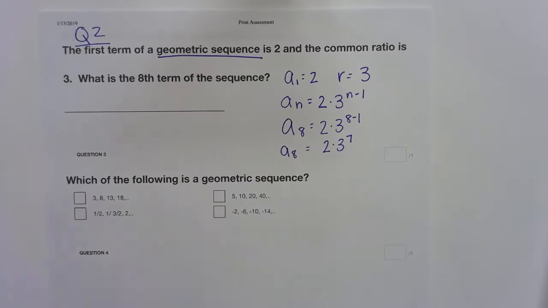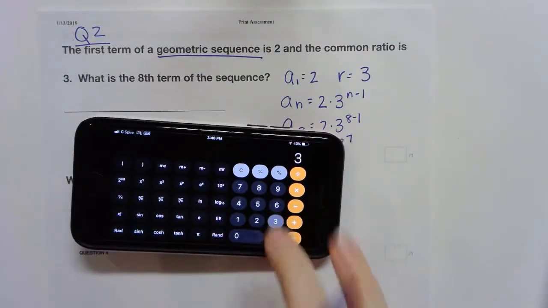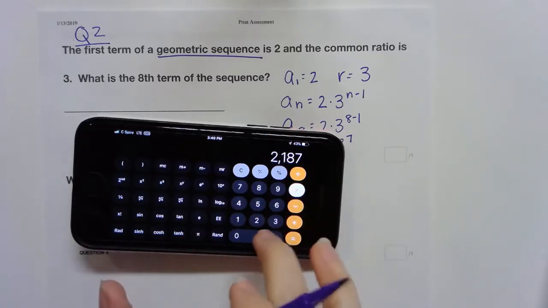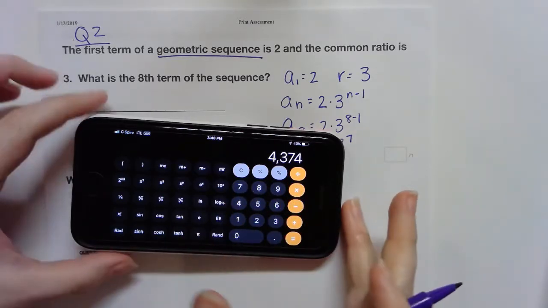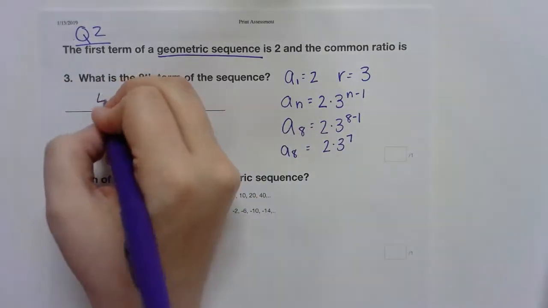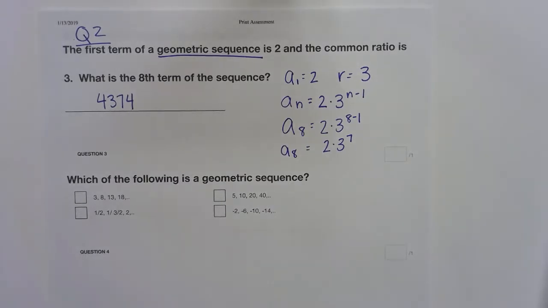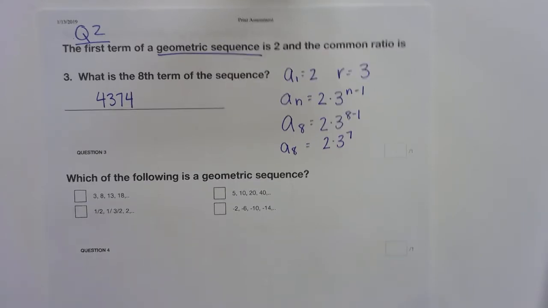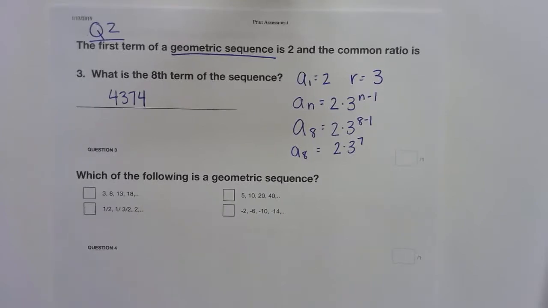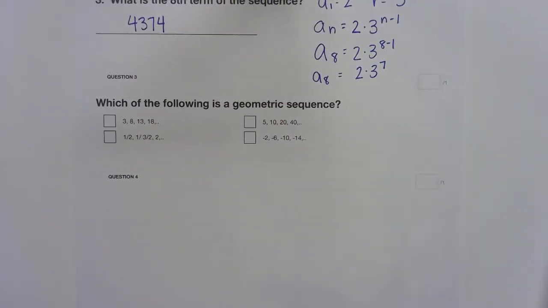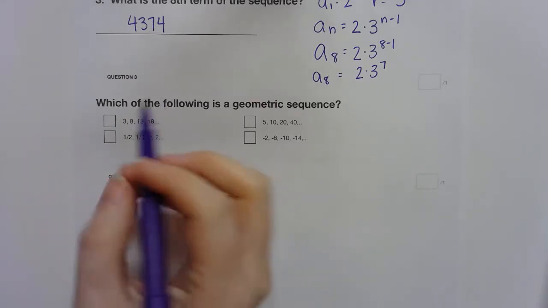So then we have 3 to the 7th power times 2 gives us 4,374. That should have been my 8th term of that sequence. Okay, so then question 3 says which of the following is a geometric sequence? Remember that a geometric sequence means that the numbers are being multiplied by something to get to the next number.